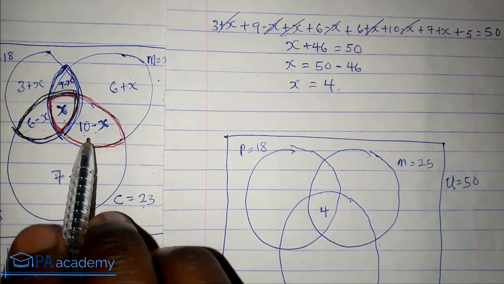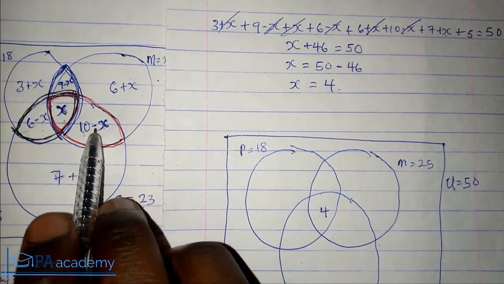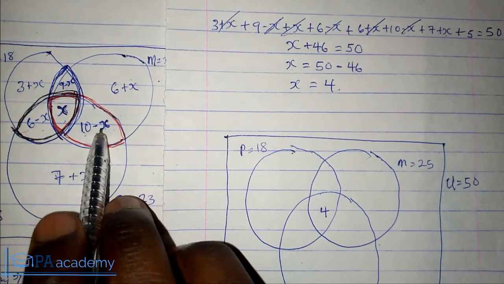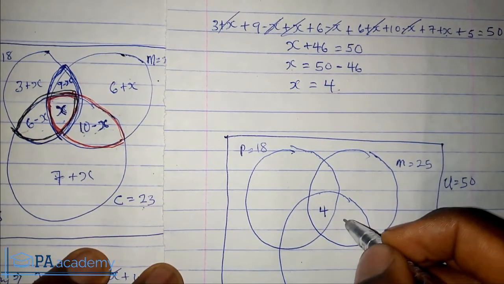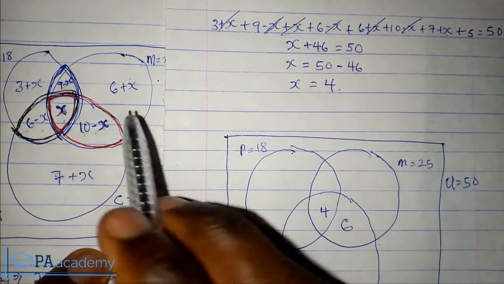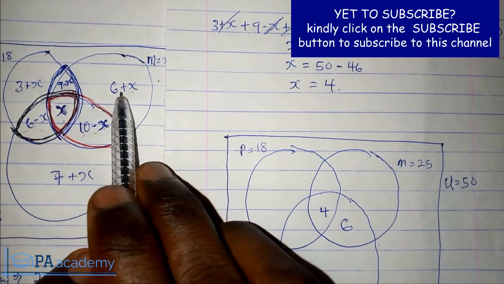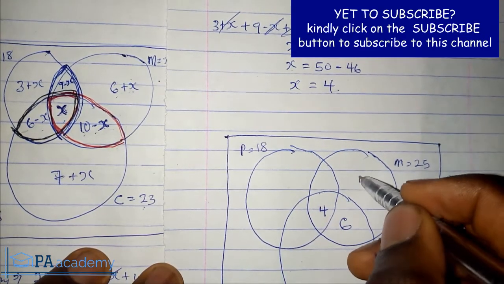So let's look at this. Here we have 10 minus x, and our x is 4. That's 10 minus 4. That will give us 6. So this is the place here, we're having 6. So here we're having 6 plus x. That's 6 plus 4, 10. And then that's it here, 10.